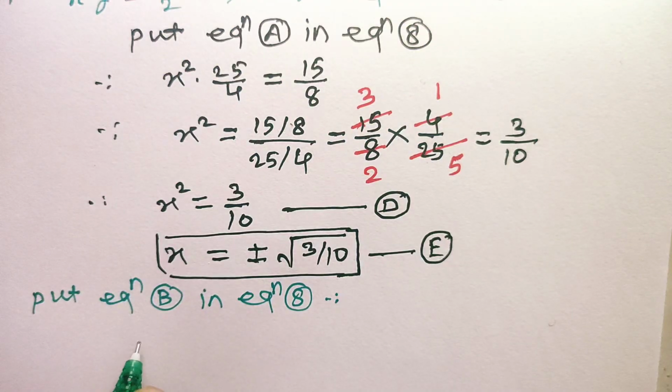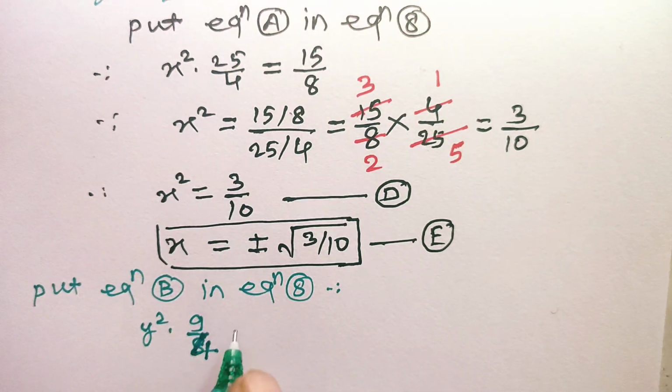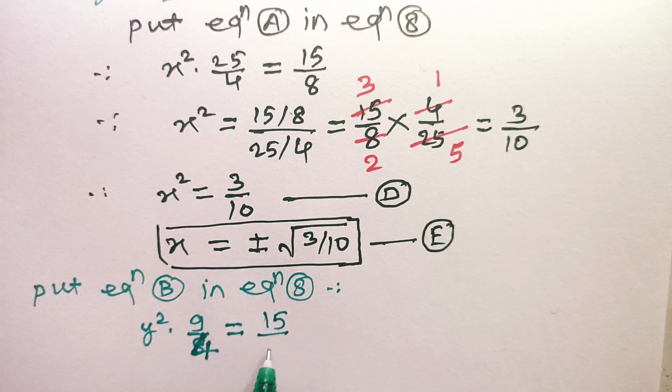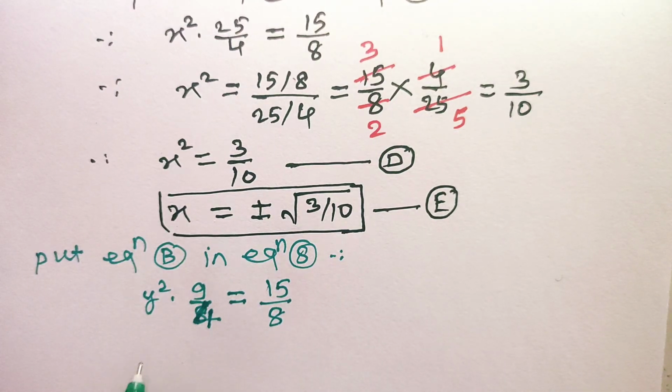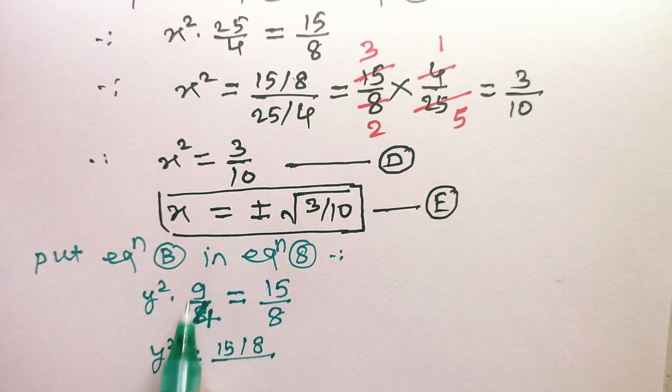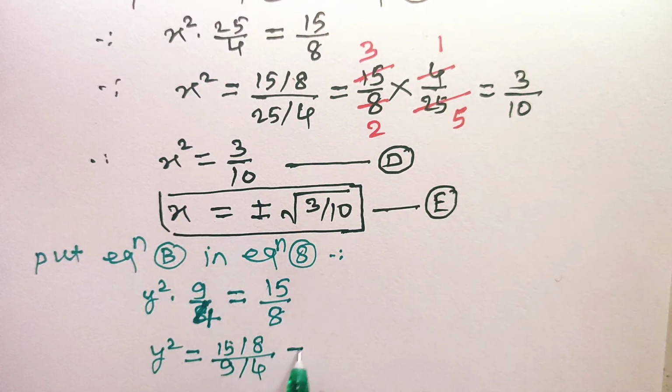Hence y square into 9 upon 4 is equal to 15 upon 8. Take this 9 upon 4 on right hand side. Hence y square is equal to 15 upon 8 divided by this 9 upon 4, which is equal to 15 upon 8 into reciprocal of this, 4 upon 9.